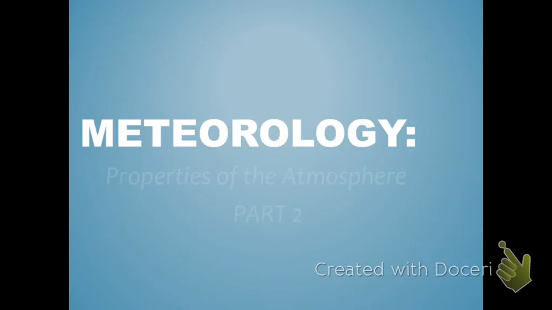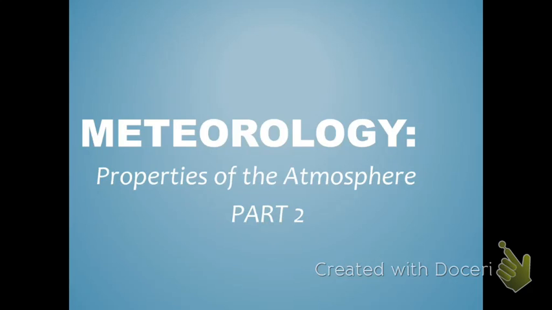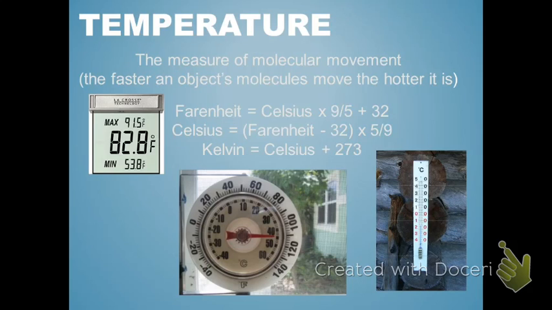In Part 2, we will focus on measurable properties of the atmosphere that are used to determine weather for specific areas. Temperature is the measure of the motion of the molecules in a substance. In hot air, the molecules are moving very quickly, and in cold air, the molecules are moving less quickly. Think about when you are running around the track. You are moving fast and you're getting hot quickly, and once you stop running, you begin to cool down.